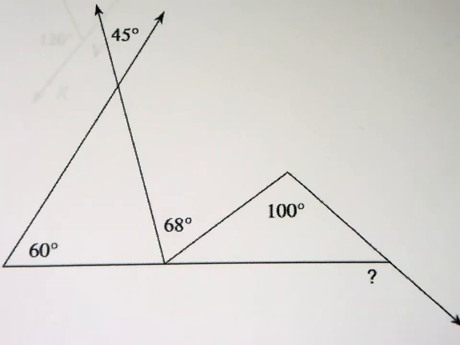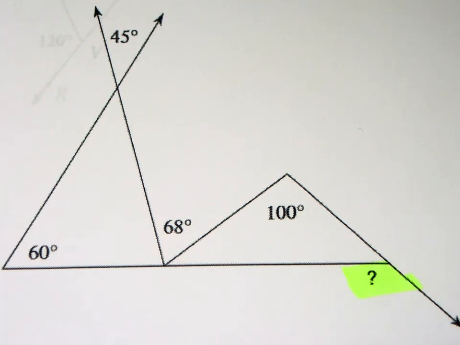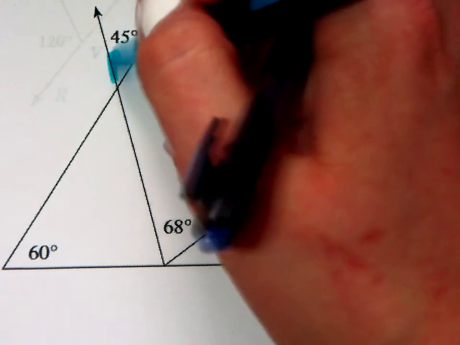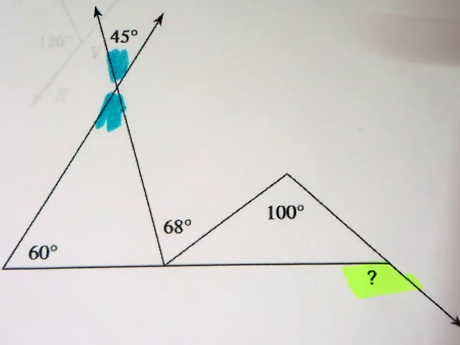Now this one looks super complicated. There's a lot of stuff going on. Our goal is to get all the way down to this question mark. To start, I need to start at my vertical angle. So again, I see a 45 degree angle here. So that makes this 45 degrees.